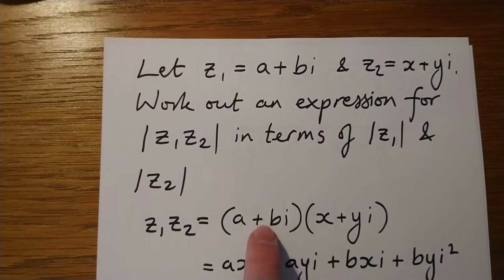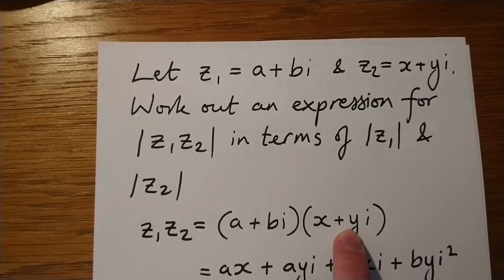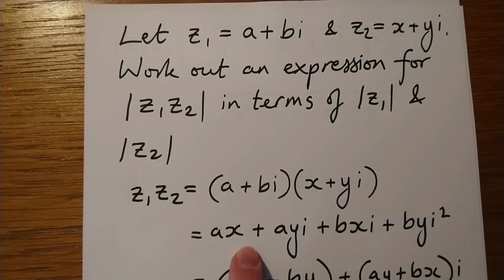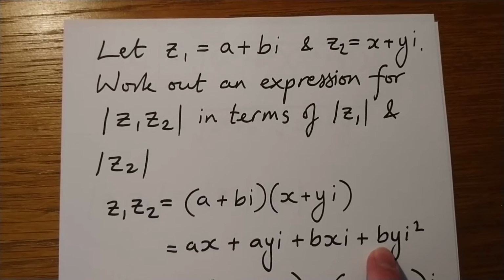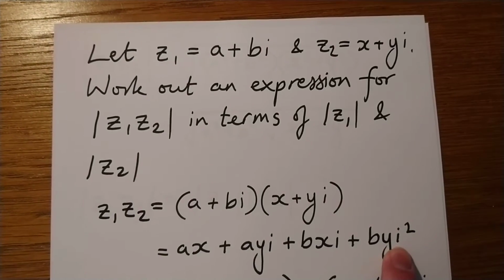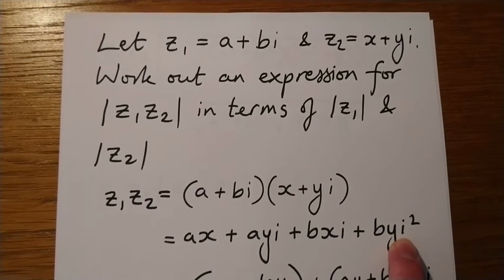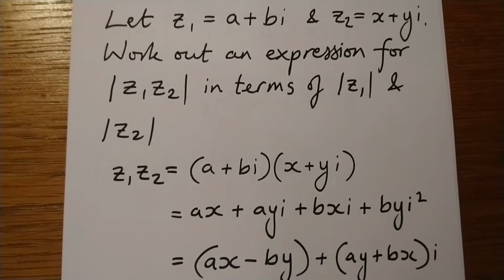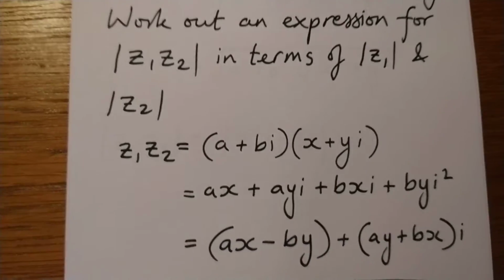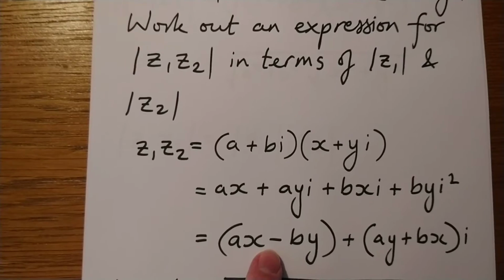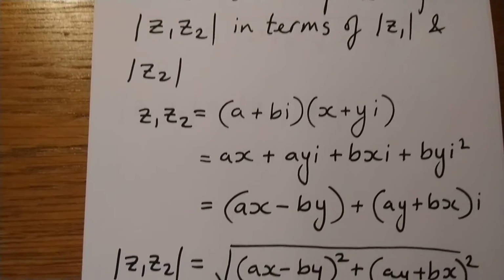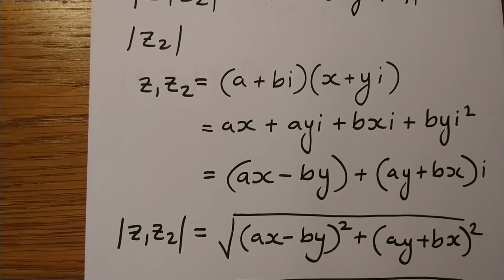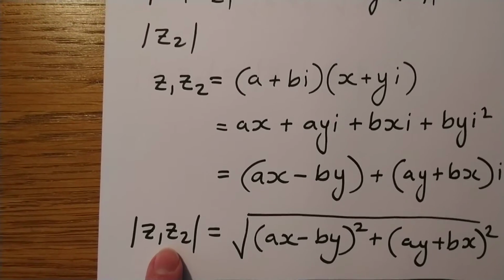We do that in the usual way when expressed in Cartesian form, and if we multiply that lot out we get this expression with the final term being by i squared. And we can remember that i squared is equal to -1. So if we make that modification and then collect the real terms and the imaginary terms, we end up with this. And then to work out the modulus of the product, we can do that in the usual way.